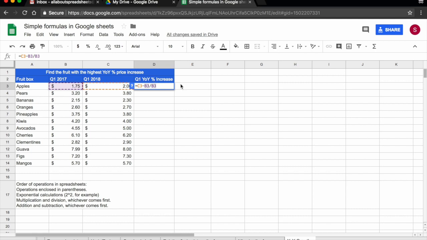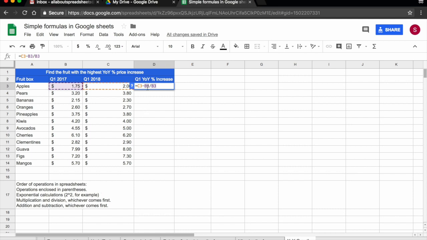The reason why this formula is not working is because of the order of operations in spreadsheets. I have listed it down here in row 17. So the way spreadsheets are going to work, they first are going to perform any operations that are enclosed in parentheses. Then they're going to do exponential calculations, then multiplication and division, and last addition and subtraction.